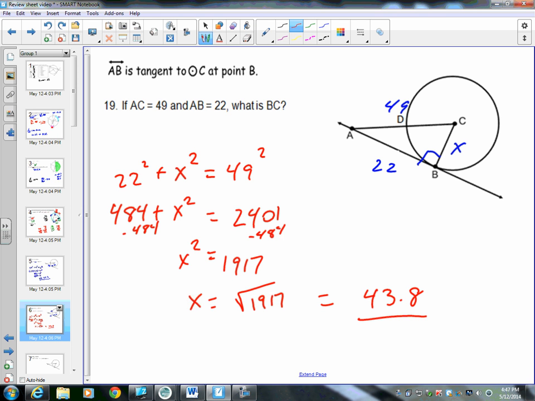Okay, so we said, again, Pythagorean theorem because it makes a right triangle, because it's a tangent line. We're going to find the radius, segment BC, by doing Pythagorean theorem. So 22 squared plus x squared equals 49 squared. We can subtract, you end up with x squared is equal to 1917, great year. And then we take the square root, and we find 43.8.